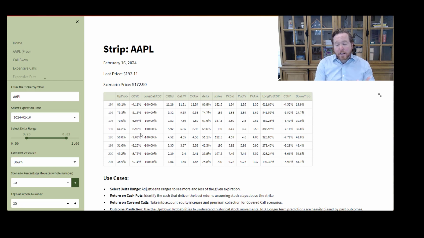That assumes you're buying the stock at the current stock price, the last price, and selling the call at that strike. So selling the call and buying stock at 192, yeah, you're down $10 on the stock.